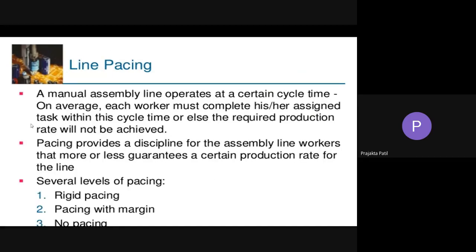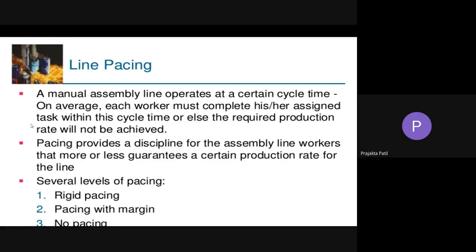So let us understand this line pacing with respect to the manual assembly lines. A manual assembly line operates at a certain cycle time. On average, each worker must complete his or her assigned task within this cycle time, or else the required production rate will not be achieved. So here, the word pacing, we already know the meaning of pacing. We do use it in our everyday talking also, right? So when it comes to line pacing, the meaning here is the same as we already know it.